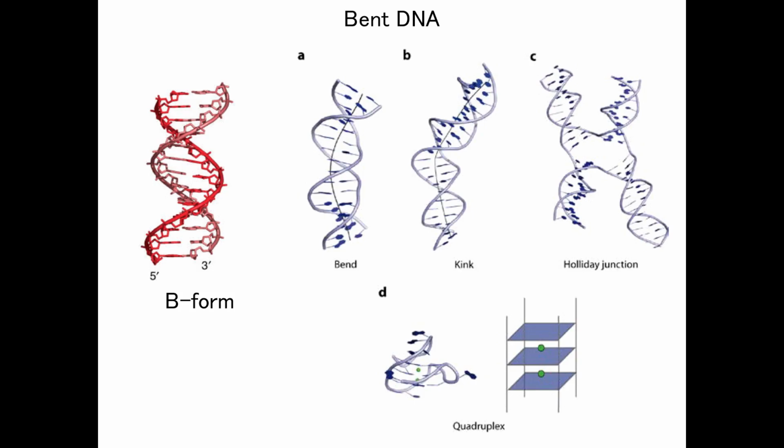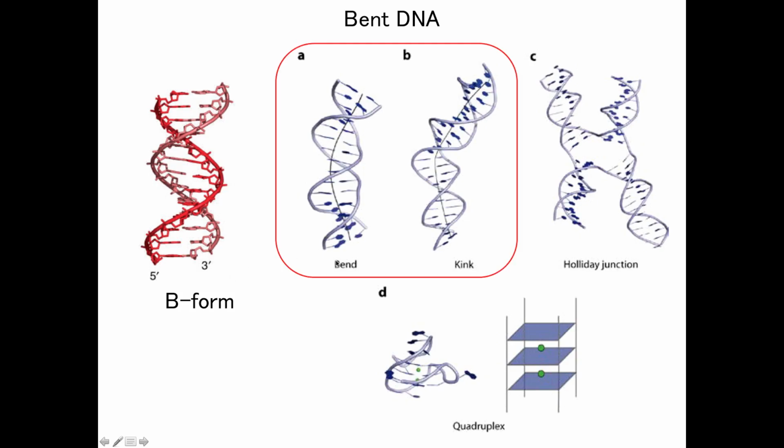What is bent DNA? I show the structure of B-form DNA and bent and kinked DNA. Usually, B-form DNA is a straight structure, but bent and kinked DNA is quite different. And most importantly, why does the DNA structure show such a bent and kinked structure?